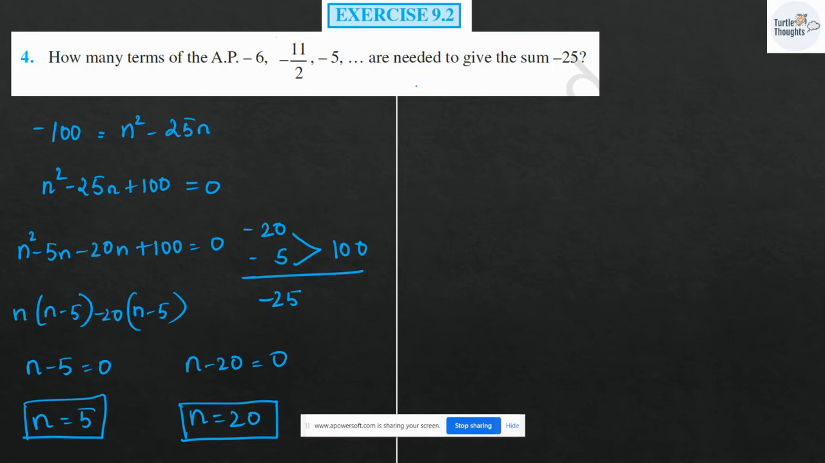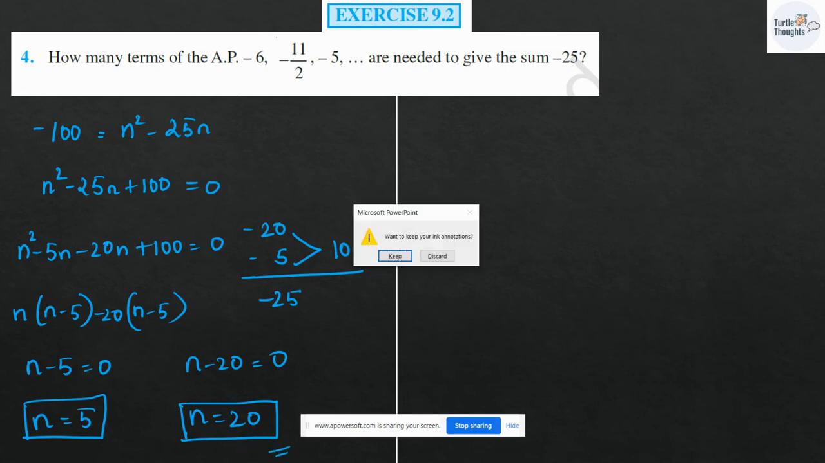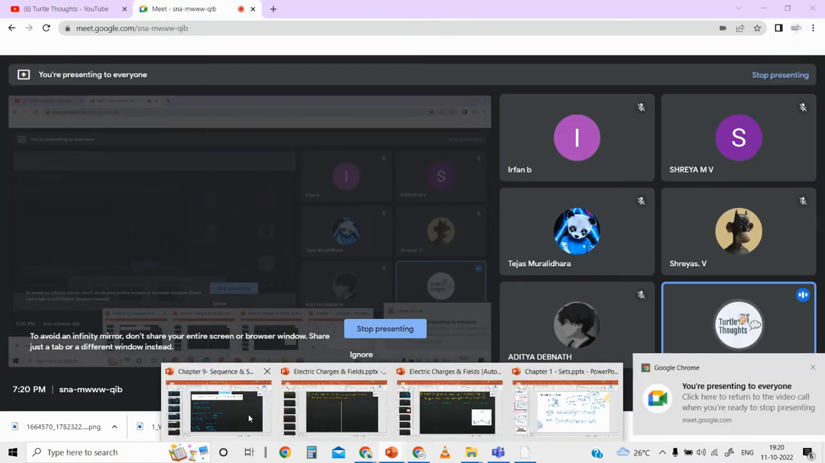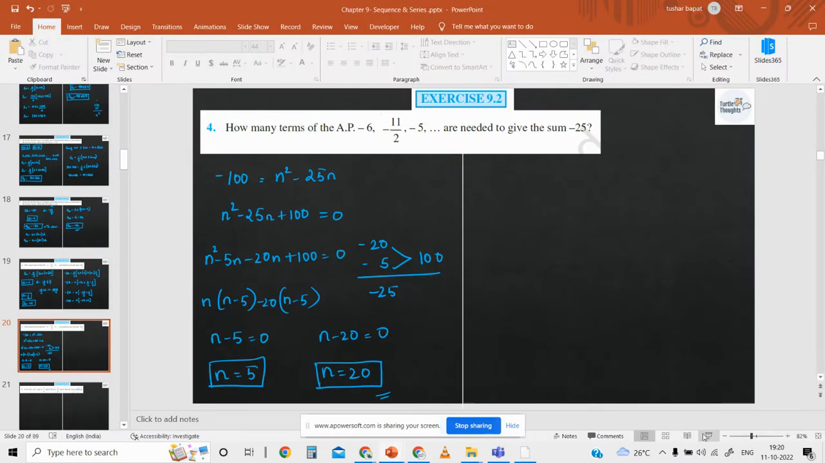So you can write that either if you take 5 or 20 terms of this AP, the sum will be equal to minus 25. So this is the solution of this question. I hope this is clear. Let us move on to the next question.